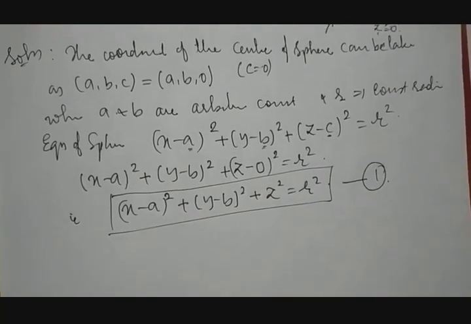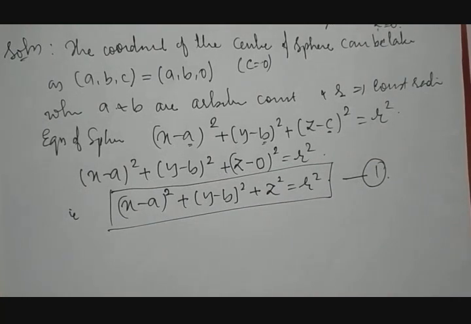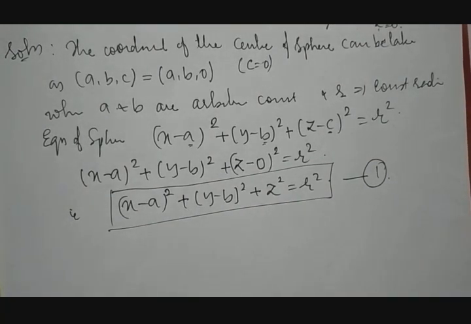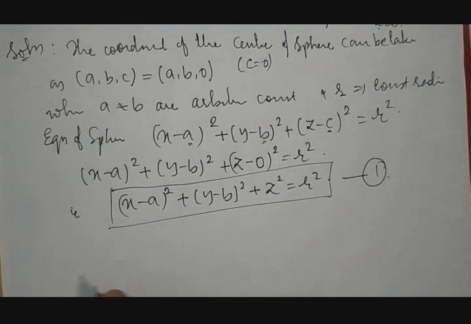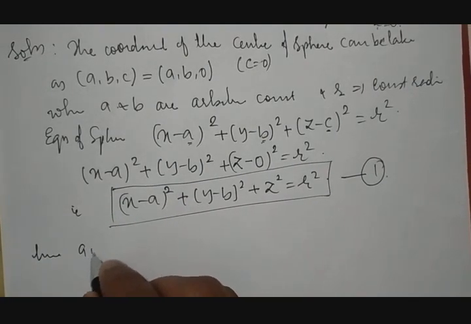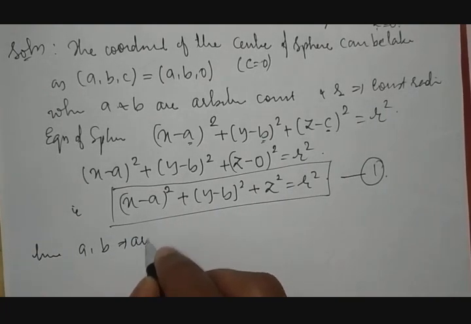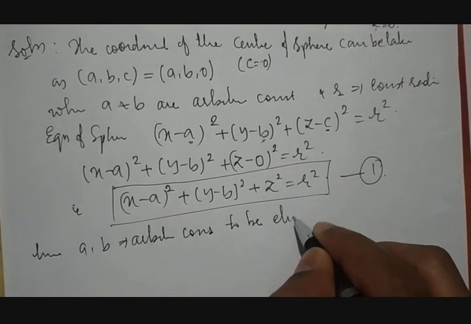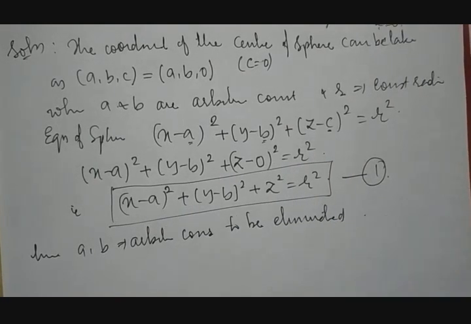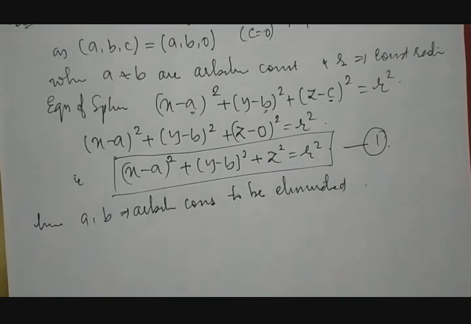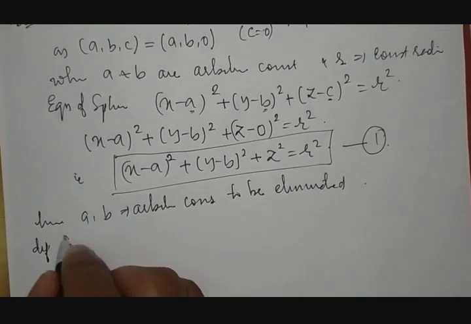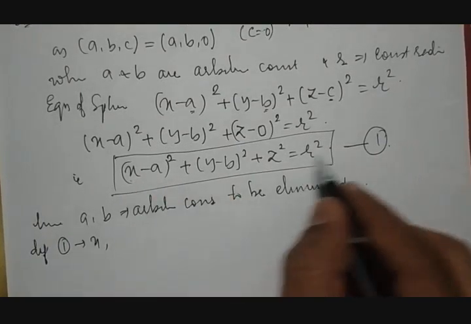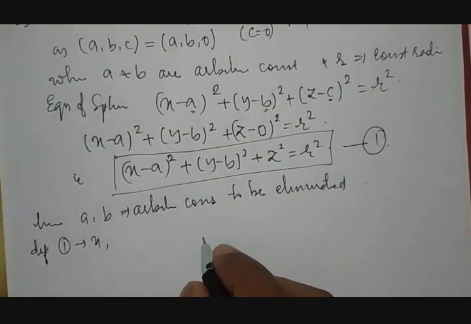From here we will continue to go for the further relations where a and b are to be eliminated from this equation. Then only we get a partial differential equation which will be totally free from the arbitrary constants a and b. So we'll start with the routine, that is, differentiate equation number 1 with respect to x partially.